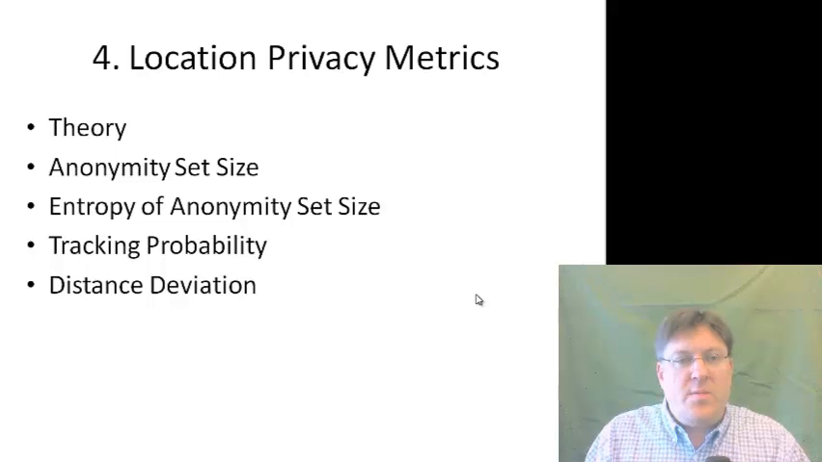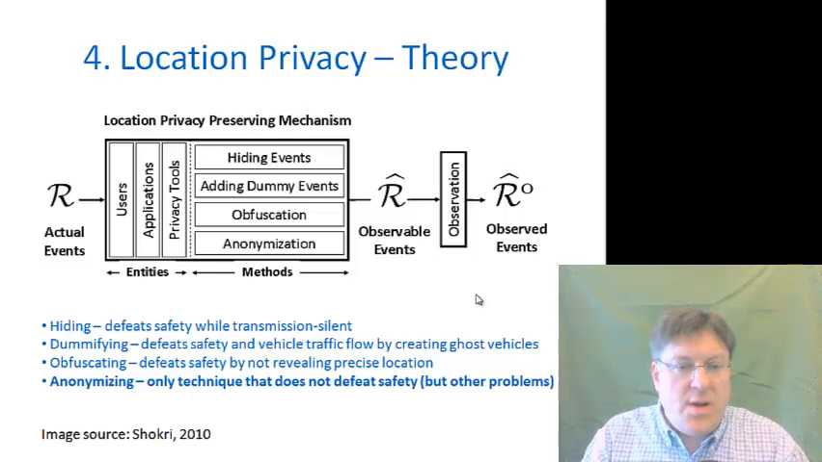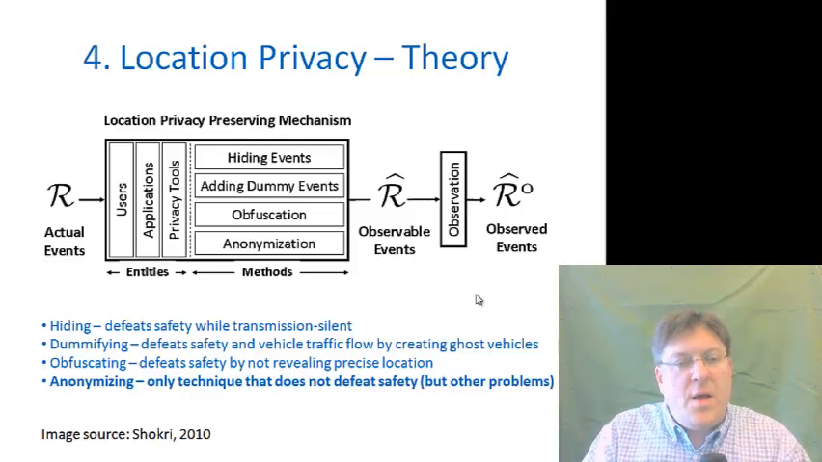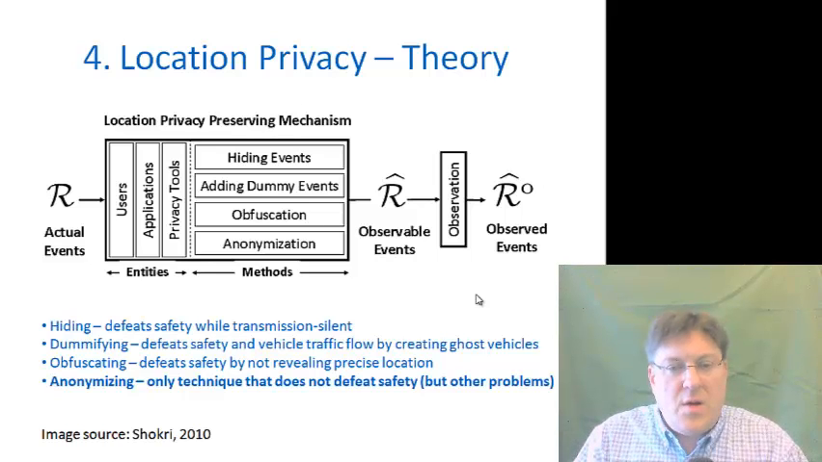There's several ways to measure privacy. Let's take a look at several of them. First, the theory behind it. Shokri, in his paper in 2010, identified 4 methods of preserving location privacy. 1 is to hide events. 2 is to add dummy events. 3 is to obfuscate the events. And then 4 is to anonymize them.